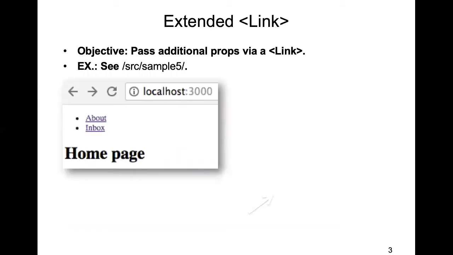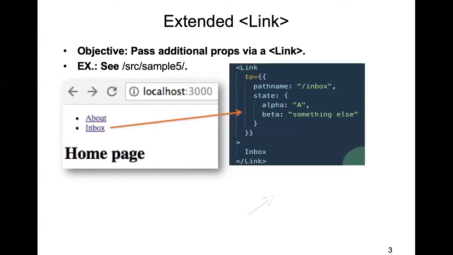By way of example, let's suppose when the user clicks the inbox link in this little case study, I want to pass some additional props to the inbox component. And I know what those props are within the code of my home page, which is what I'm looking at here. So this is how you would actually code the link entry. And so you can see there that the t prop of the link is now actually an object rather than just, as previously, a string.